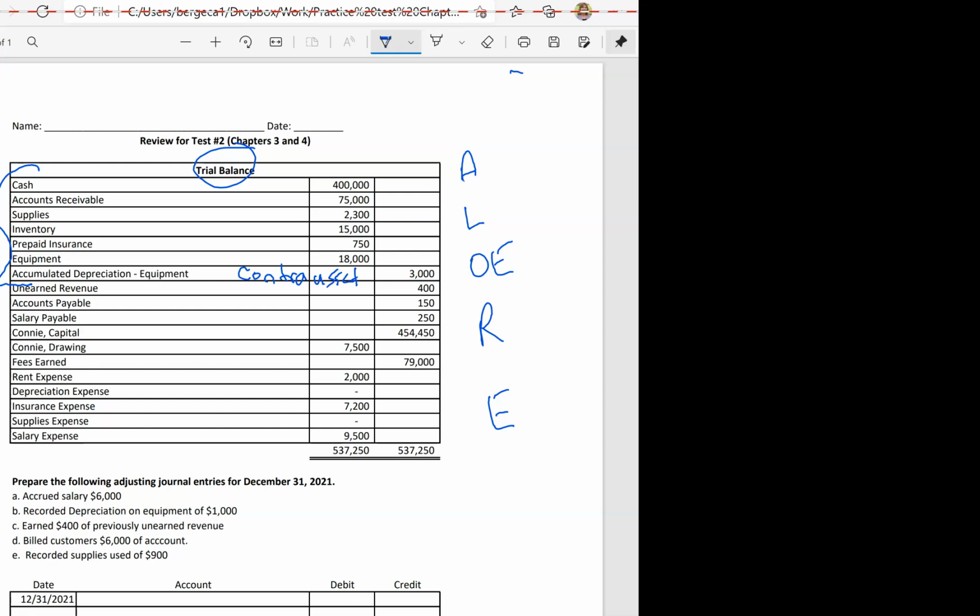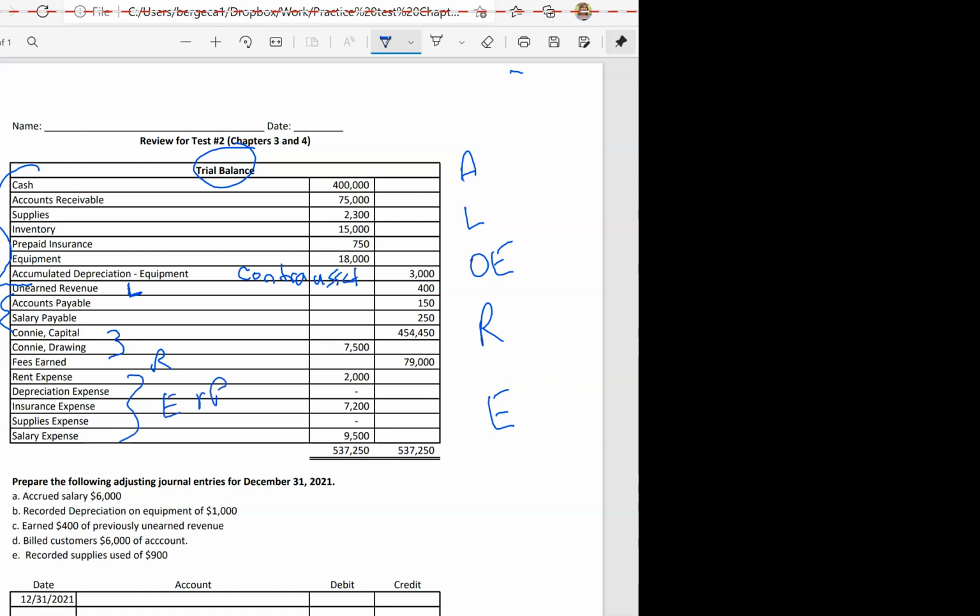And then from there, we look at our liabilities. So unearned revenue is a liability because we owe them the work. So we haven't earned it, so we owe them the work. So that's a liability. Anything payable is a liability, so accounts payable and salaries payable. Our owner's equity accounts are capital and drawing right here. Then fees earned is our revenue, and then all of these are our expenses.